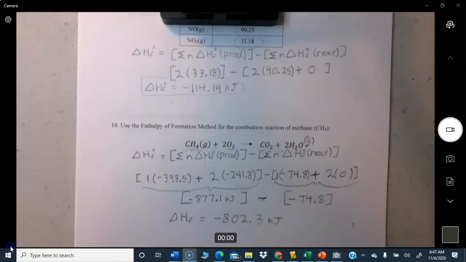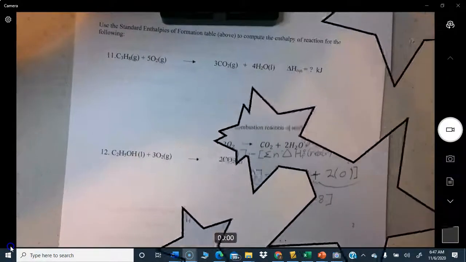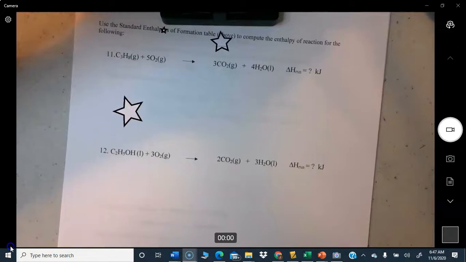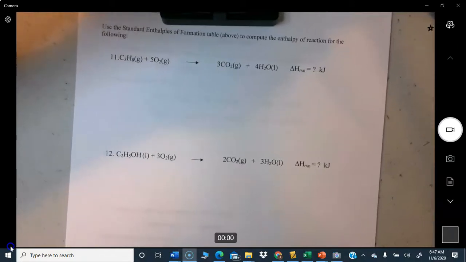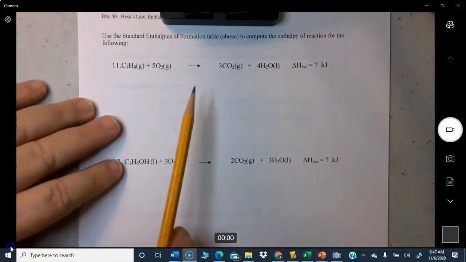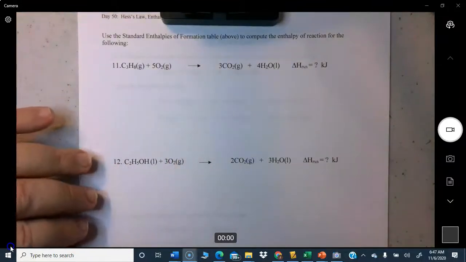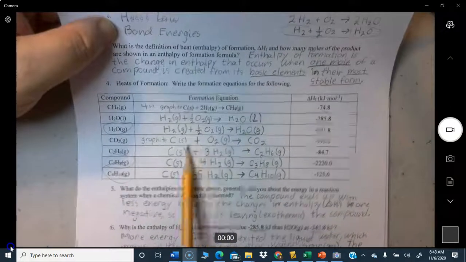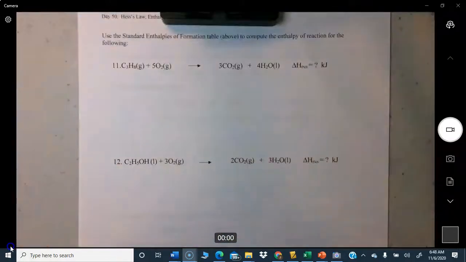I'm not going to do all of these, but I think I have 3 more. Okay. I'm going to do one more. Now this one you can do from this table here. But this one you can't. We don't have that. We have everything except this. So where do we find it?